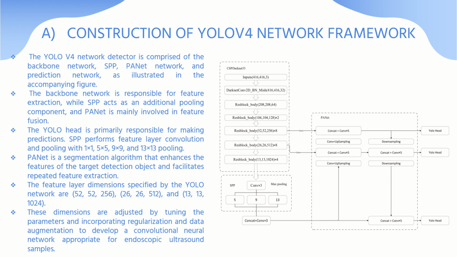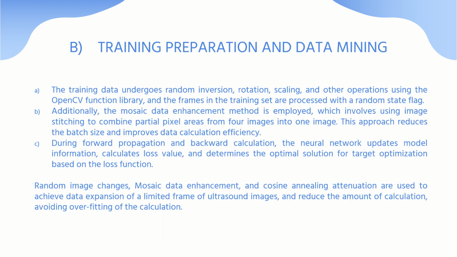And SPP uses pooling to check the feature layer convolution. PANET is a segmentation algorithm used to improve the features of the target detection object and realize the repeated extraction of the features. The feature layer dimensions designed using the YOLO network are obtained in the form of 3D images with the values which are shown in the figure. This training forms a convolutional neural network which is suitable for endoscopic ultrasound samples, and it also performed well in the experiment.